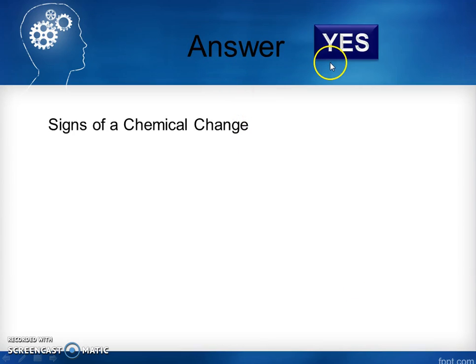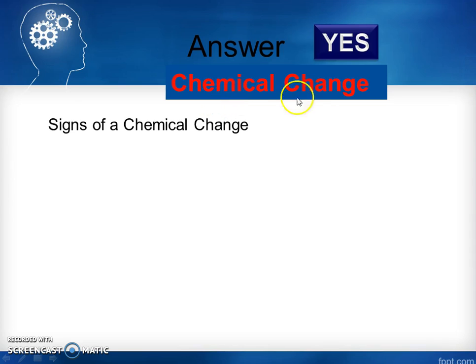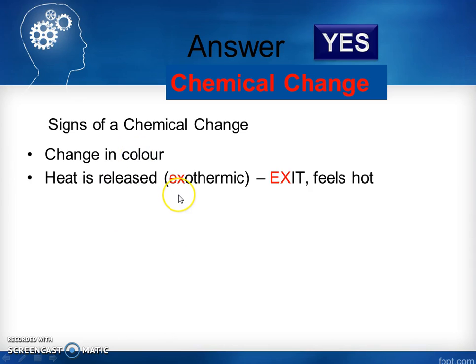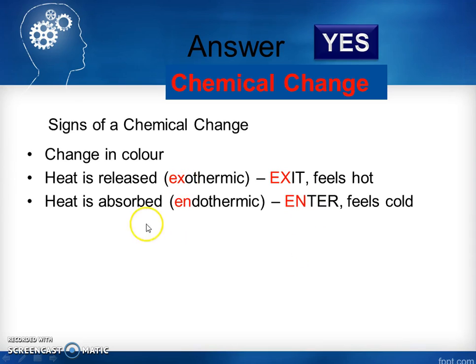Now, if you answered yes, then we've got ourselves a chemical change. Before we talk about chemical changes, I'm going to run through some of the signs of chemical changes. If you have a change in color, remember the fireworks. If heat is released, think the fire. If heat's released, we call it exothermic, exit, exo. Sometimes chemical reactions can absorb heat, and that's called an endothermic reaction, enter. If a light is produced, that can be a sign of a chemical change.